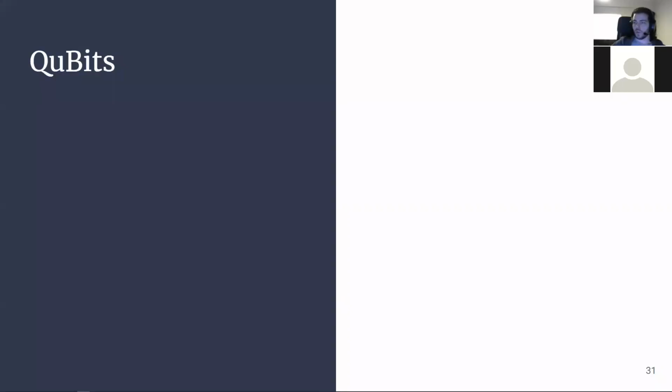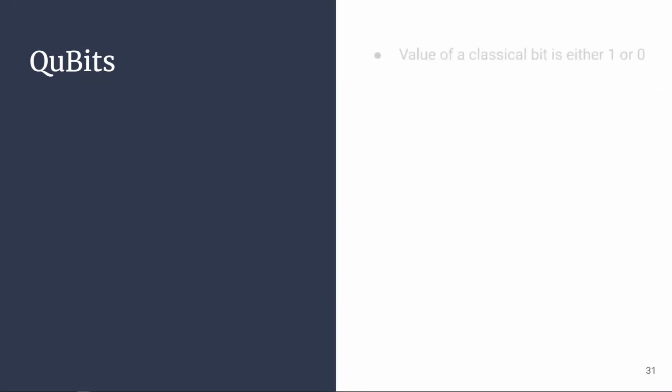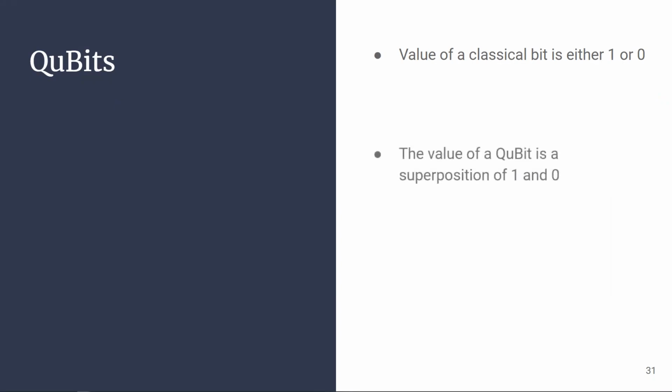Okay, so we will now talk about qubits. In a classical bit, the value can be either 1 or 0. So it cannot take both of the values. But in a qubit, the value is actually a superposition of 1 and 0.